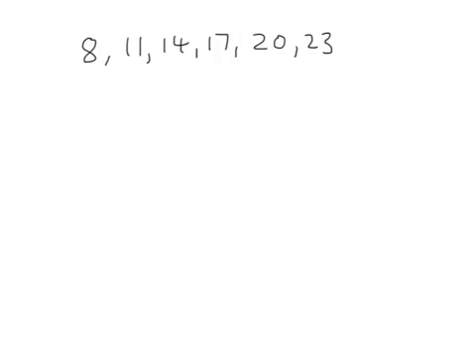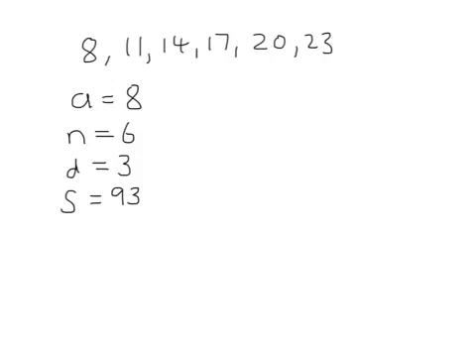Here's another sequence, 8, 11, 14, 17, 20, 23. And what we can say about this is that the first term, which is normally a, is 8. The number of terms in this sequence, which we call n, is 6. There's 6 terms, 1, 2, 3, 4, 5, 6. The difference is the number that it's going up by each time, so that's 3. S is the total of this sequence, so if you add up 8, 11, 14, 17, 20 and 23, we get 93. And the last term is 23.